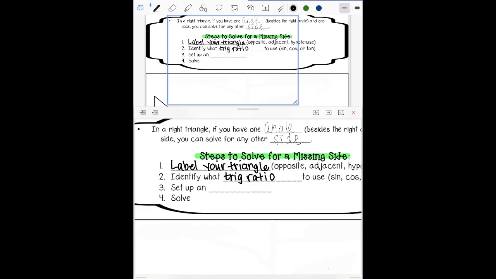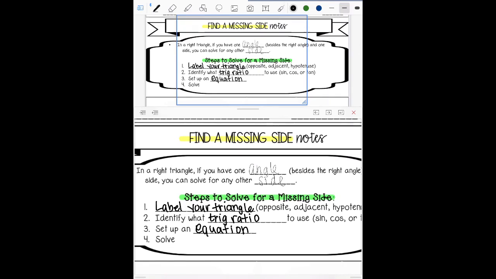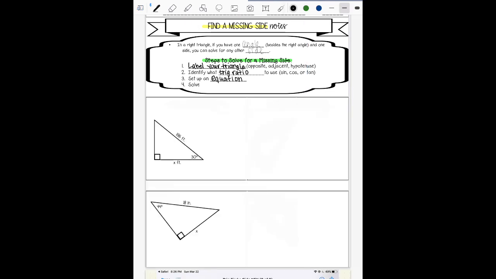Am I going to use sine? Am I going to use cosine? Or am I going to use tangent? Once you've identified that, you're going to set up an equation and then solve. So yes, this section is a little math heavy, but if you follow along, you're going to do fine. You already know me. I would not leave you behind, and I would not give you something that I knew you were not capable of doing. So let's look at the first example, number 1.